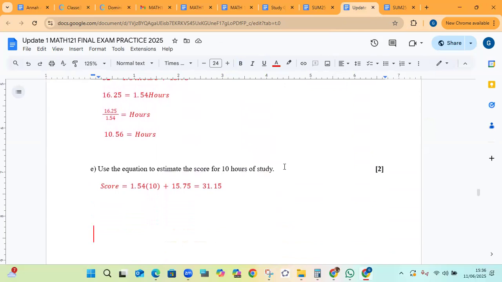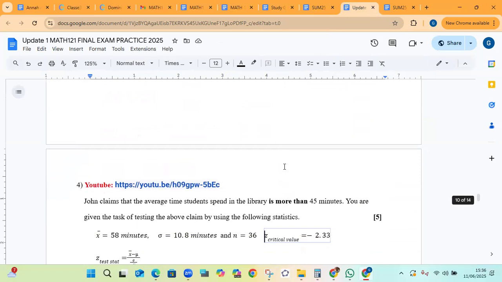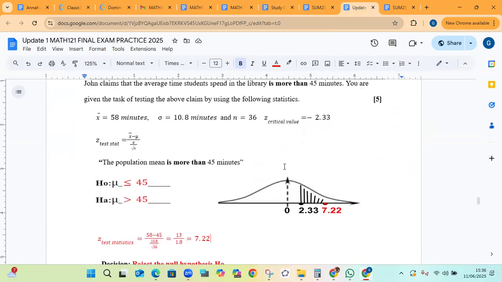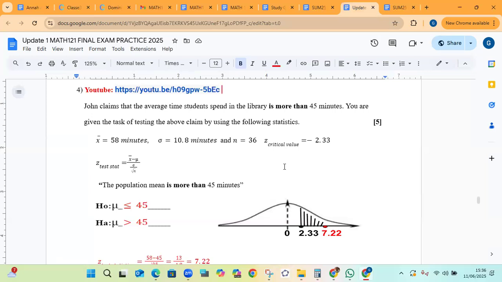So you have collecting and representing data, data analysis, decision and conclusion, hypothesis testing. You'll be doing a z-test for mean. Here is a recording of how it was done. And you know where you can get other recordings to do a z-test for mean.